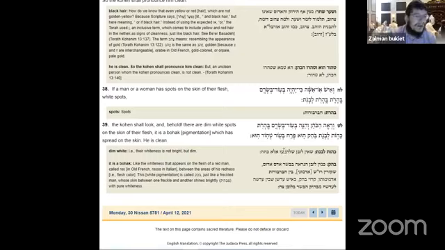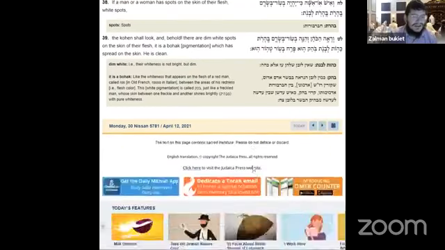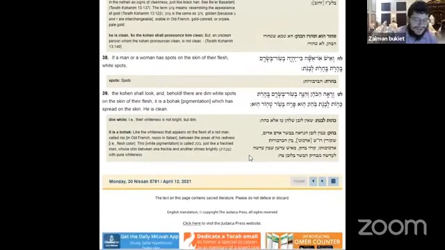That is called just a bahak, a pigmentation which is spread on the skin, and he is clean. This is because the white spots, Rashi explains, are not extremely white but more dim. There are dim white spots, and therefore the kohen will say that it is tahor.